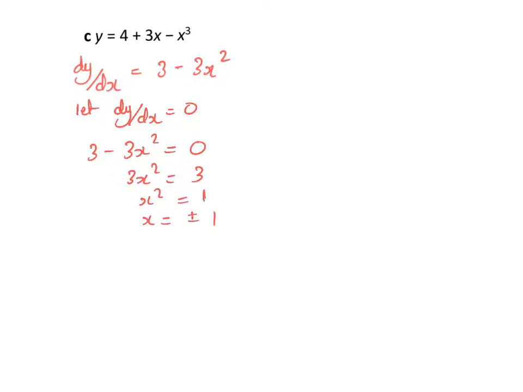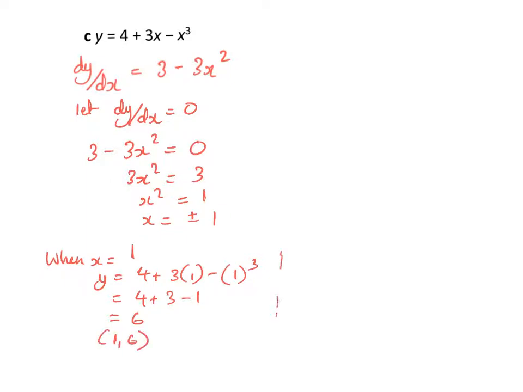Now there's no stipulation here on whether the x value should be greater than 0, so I'm going to accept both of them. So let's do the first one. When x is equal to 1, y is equal to 4 plus 3 times 1 minus 1 cubed, and that gives us 4 plus 3 minus 1, which is 7 minus 1, which is 6. So one of your stationary points is at (1, 6).